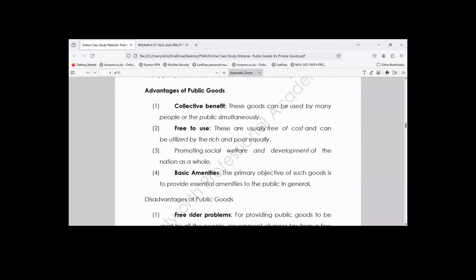Advantages or benefits of public good. Number one advantage of public good is that they can be used by many people simultaneously. They are free to use. Another advantage is that they promote social welfare and development of the nation. Another advantage is that they increase basic amenities and infrastructural facilities. Public good increases it. These are the advantages of public good.